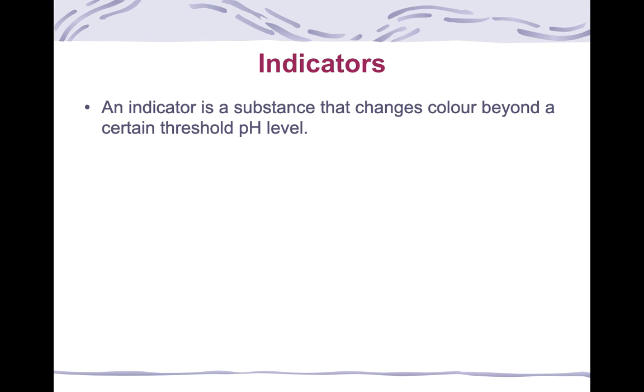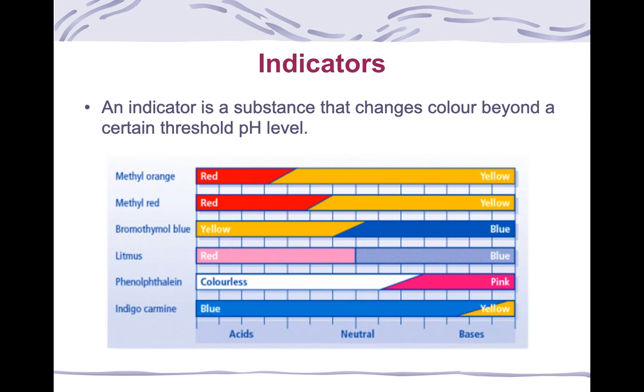Indicators are substances that change color beyond a certain threshold pH level. This diagram shows a selection of indicators and shows where they change color. The top one, methyl orange, turns from red to yellow, and it does that at about a pH of 3 or 4. Whereas something like bromothymol blue, the third one down, changes from yellow to blue right around pH 7. They all change at slightly different levels.